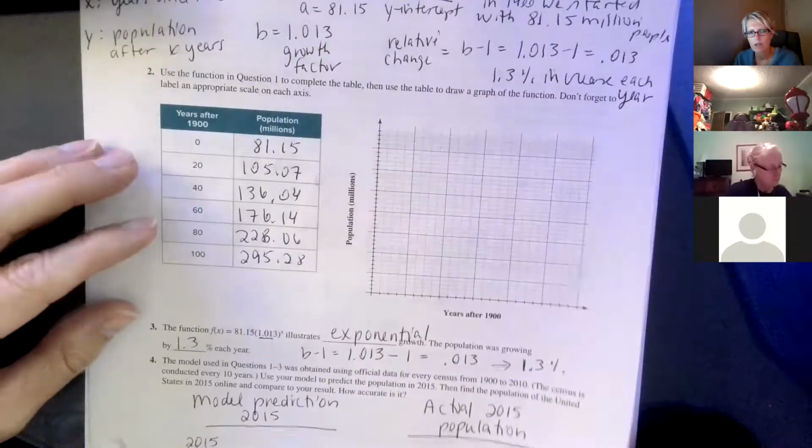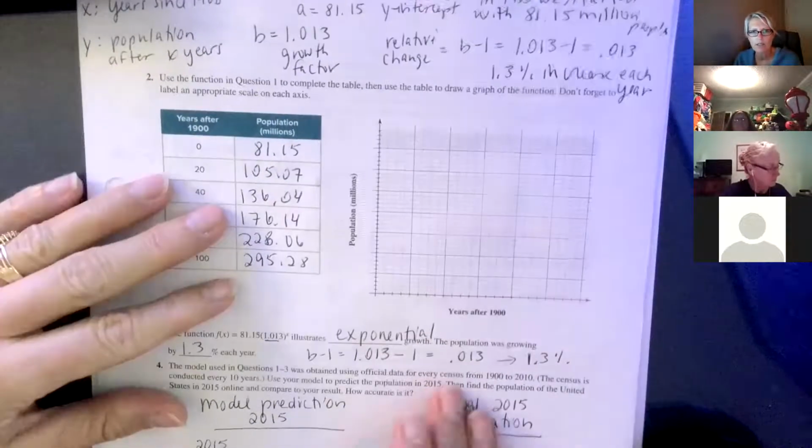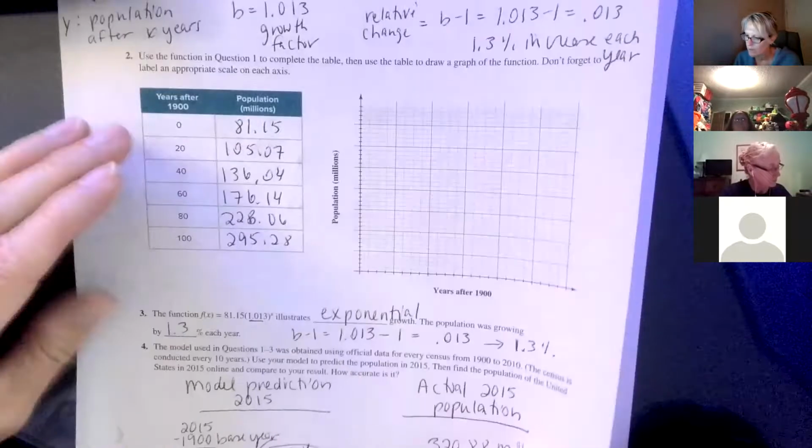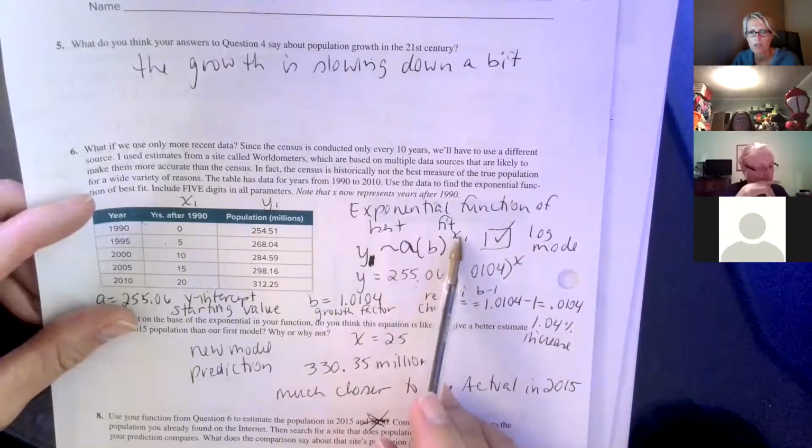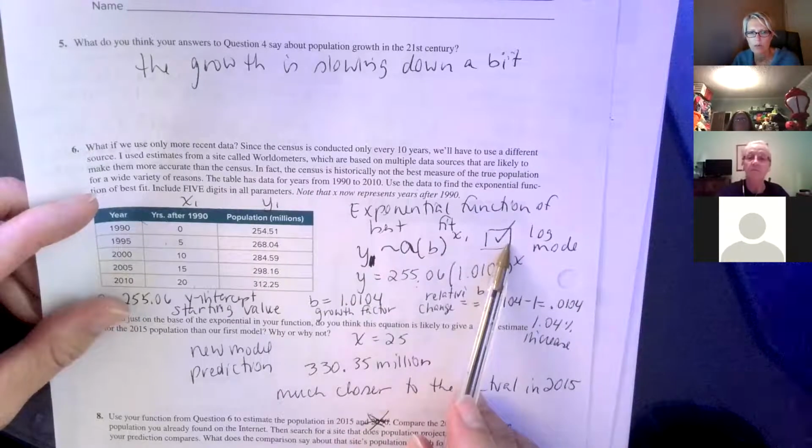Any questions so far? So the key from this lesson is writing down how you're going to do your model for exponential, the y1 till the a times b to the x1, making sure that you check the log mode box.